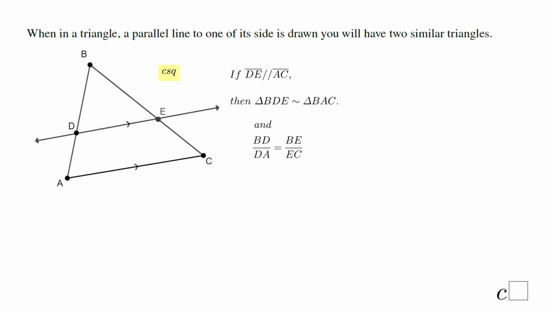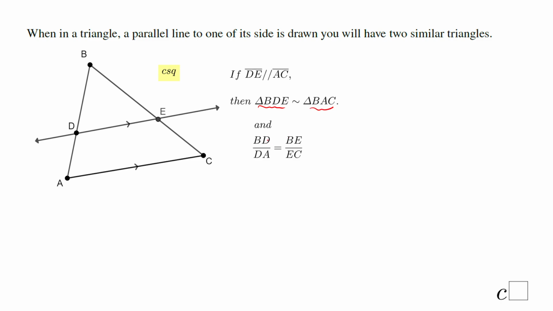In this lesson we will talk about some important theorems, or properties, that are related to similar triangles. The first one, you see here: if we have parallel lines, DE parallel to AC, then we have two triangles that are similar. These are the triangle BDE, the small one, and BAC. You notice I follow the corresponding parts, which is very important, right?